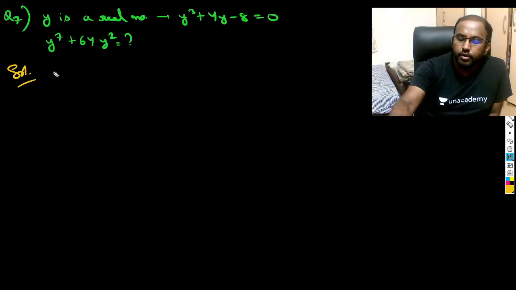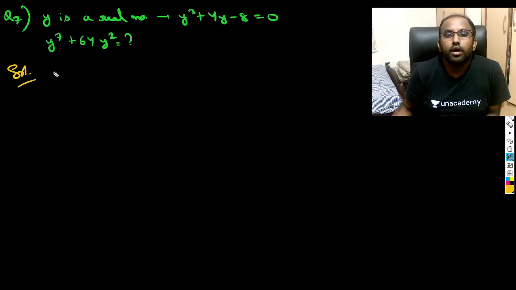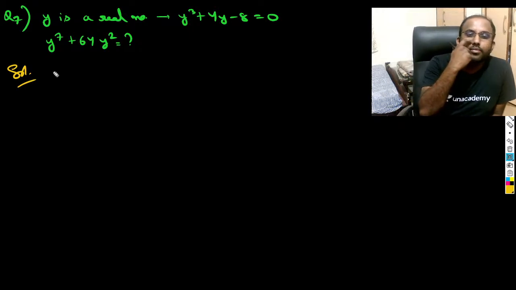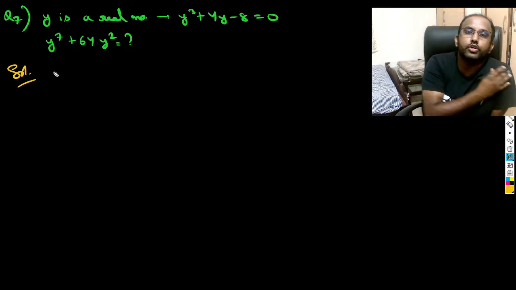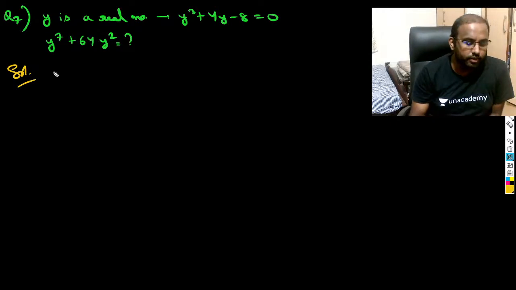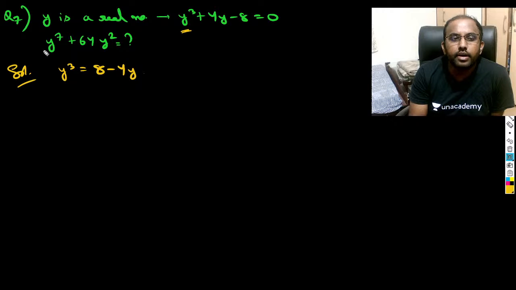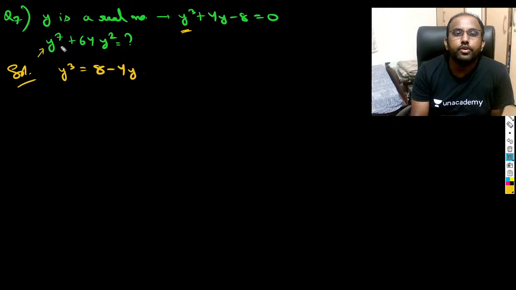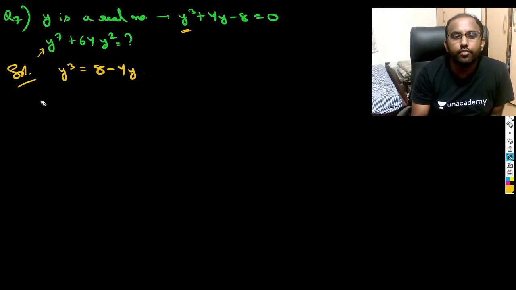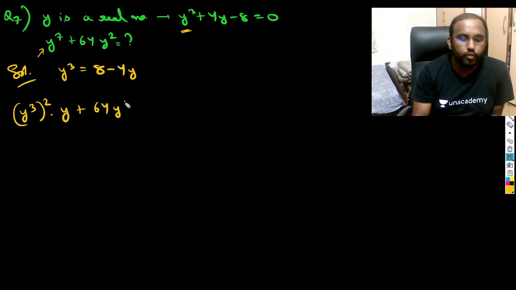This is how you reduce the higher powers. If you observe how to attack such questions, you will see here that there is some y cube. So y cube is equal to 8 minus 4y, and in the value which you want, you can just try to relate this with y cube. So you can write this value as y cube whole square, that is y^6 into y plus 64y square.